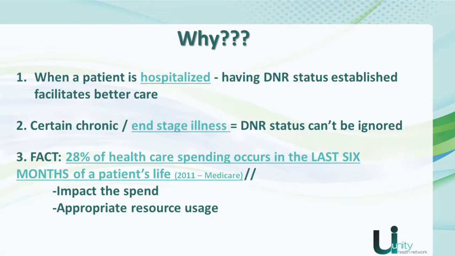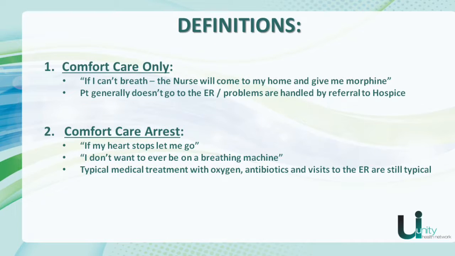Now that we've reviewed the reason why we're talking about this topic, let's cover a couple definitions that are very important. So the first category is comfort care only. Now in this category, the patient is typically not going to go to the hospital or the ER to seek care. This is a patient who, when they become short of breath, for instance, will use morphine, and often hospice care will be called in.